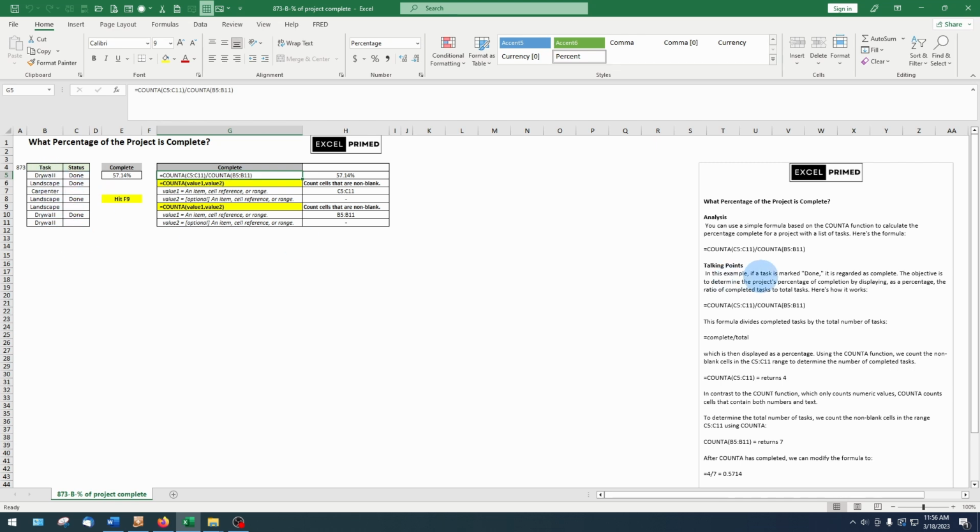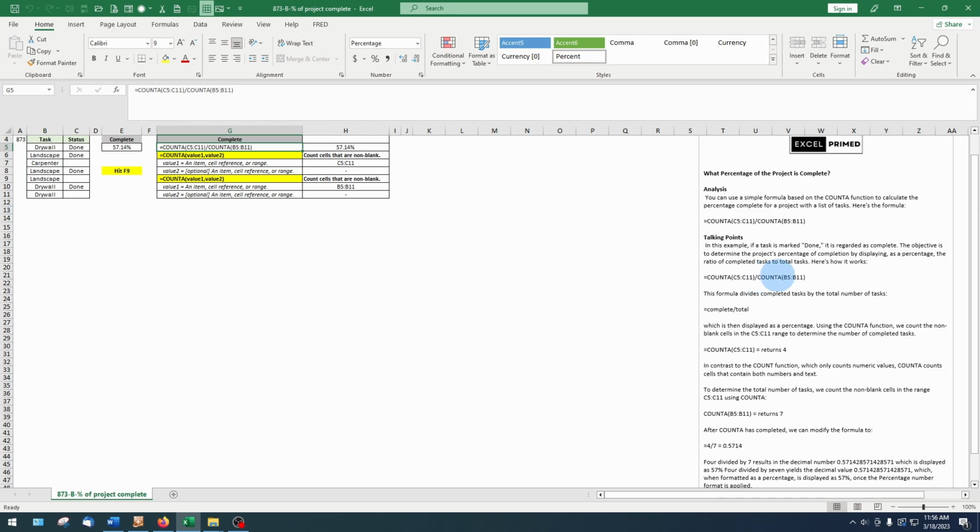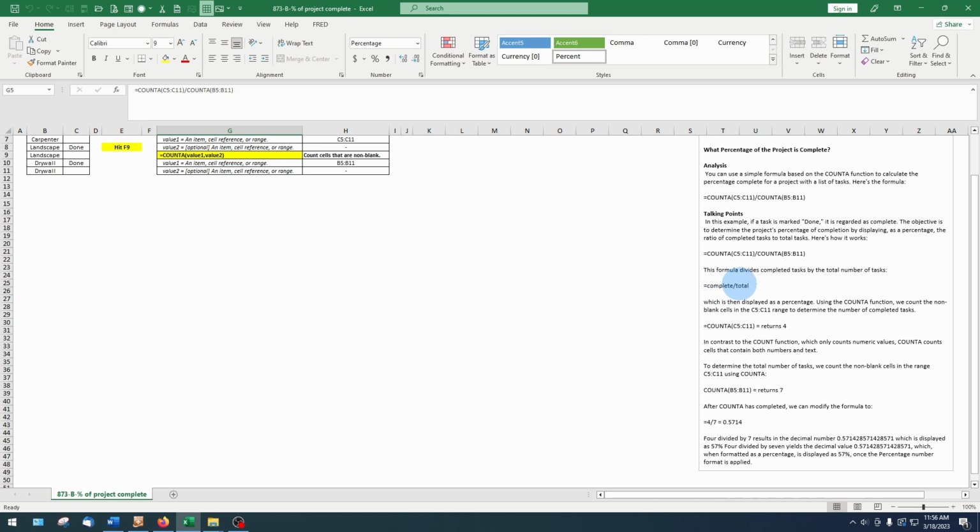In this example, if a task is marked done, it is regarded as complete. The objective is to determine the project's percentage of completion by displaying as a percentage the ratio of completed to total. Here's how it works. This formula divides completed tasks by the total number of tasks, complete by total, which is then displayed as a percentage.